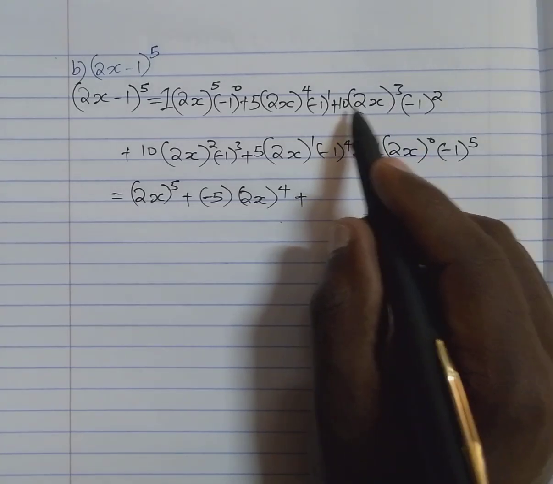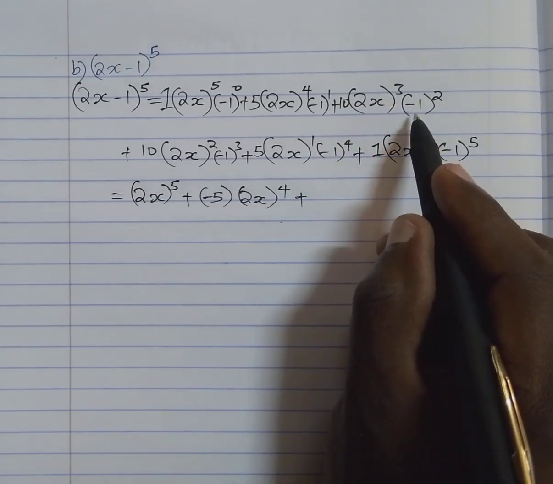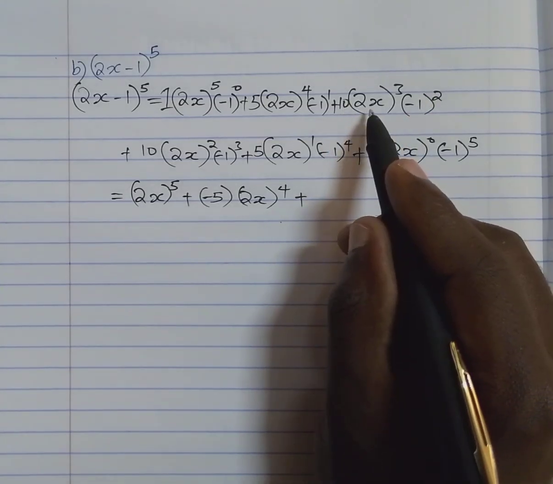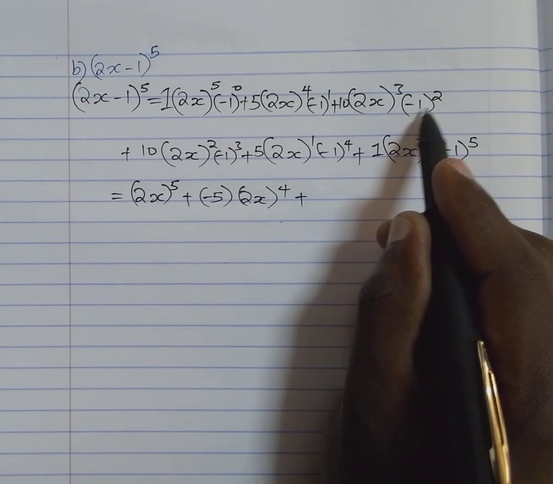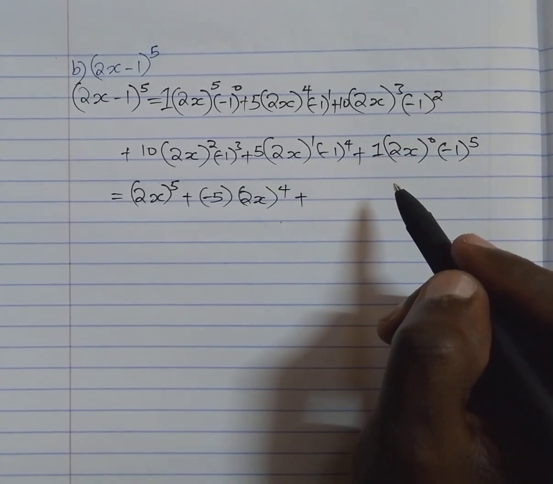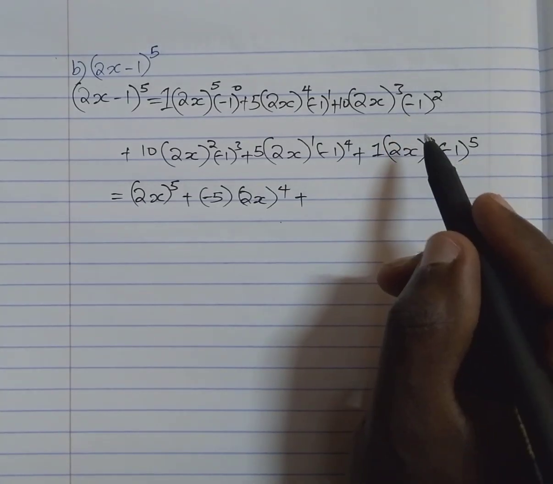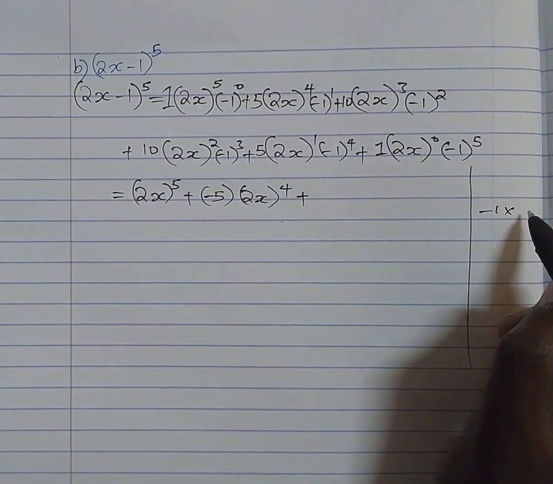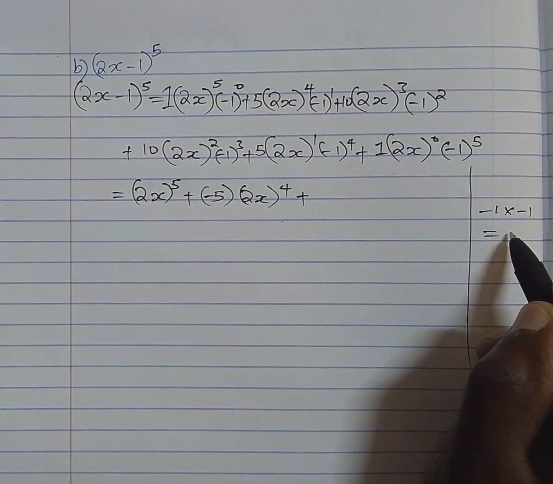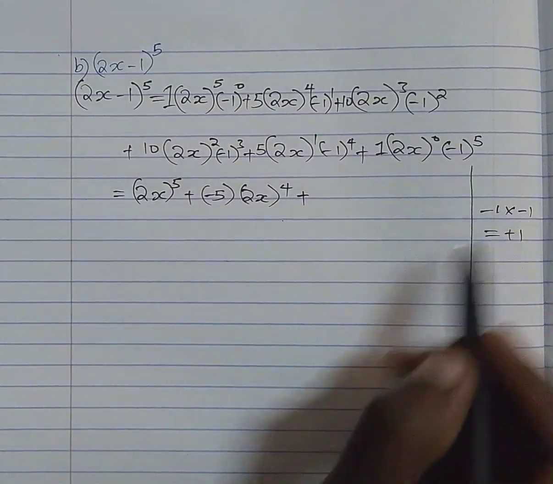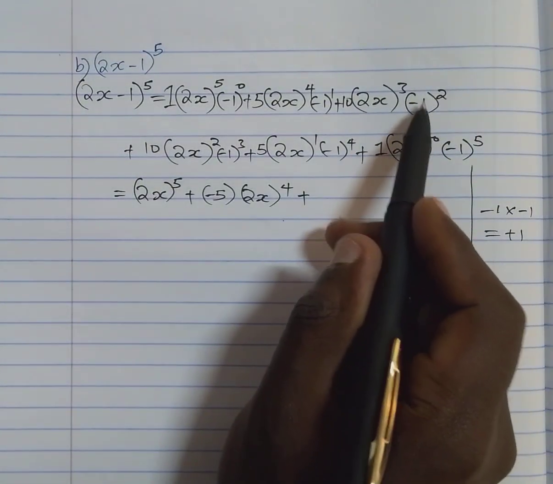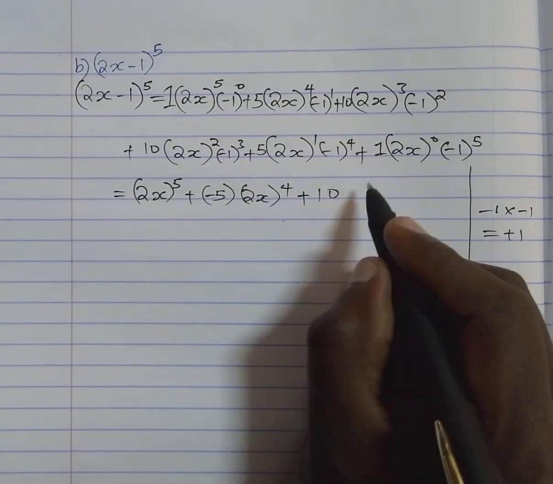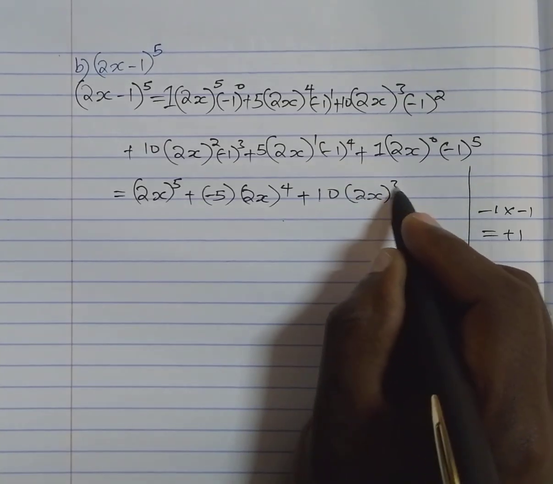The third term, this is 10 multiplied by (2x) to the power of 3, multiplied by negative 1 to the power of 2. Negative 1 multiplied by negative 1 is going to be equal to positive 1. Negative times negative is positive. So we are going to have positive 1 multiplied by 10, which is going to give us 10, and then we have in brackets (2x) cubed.